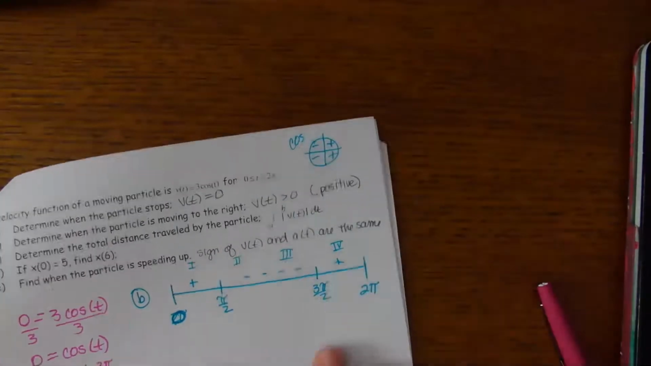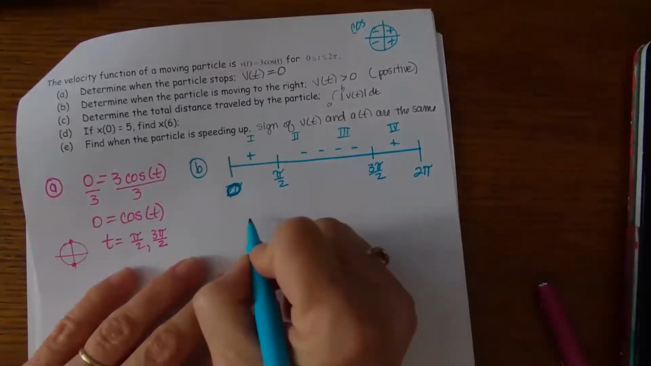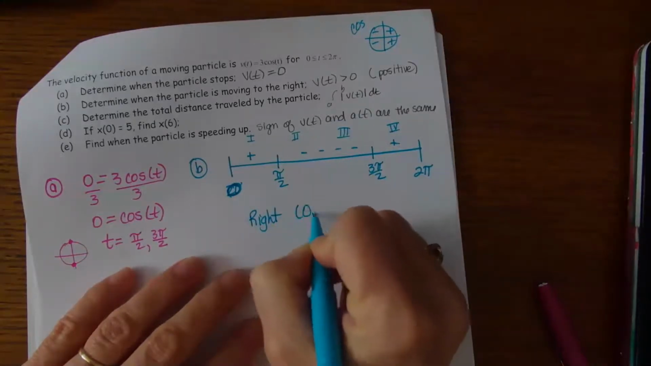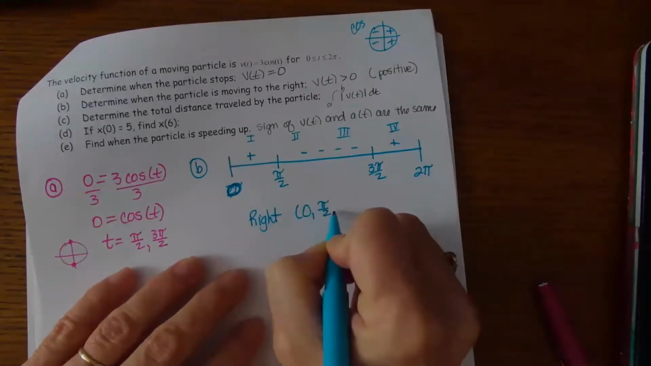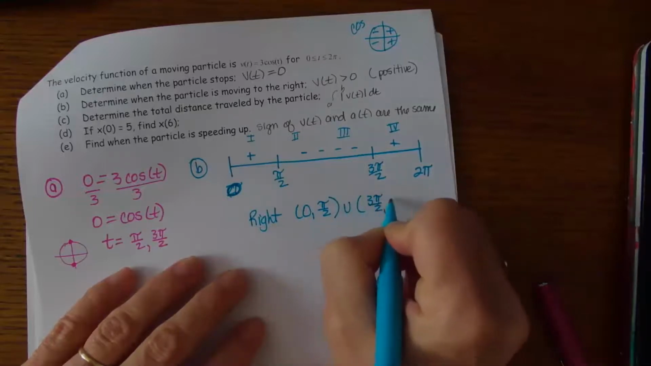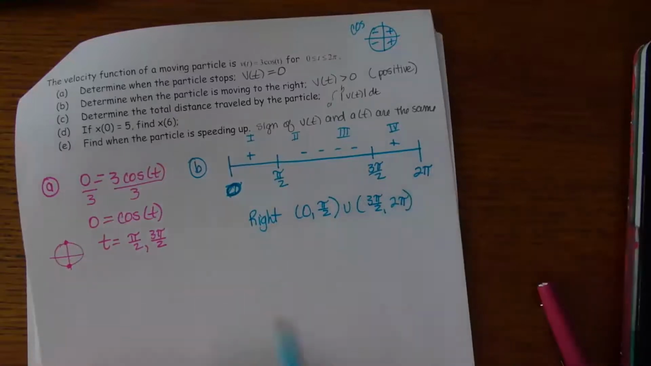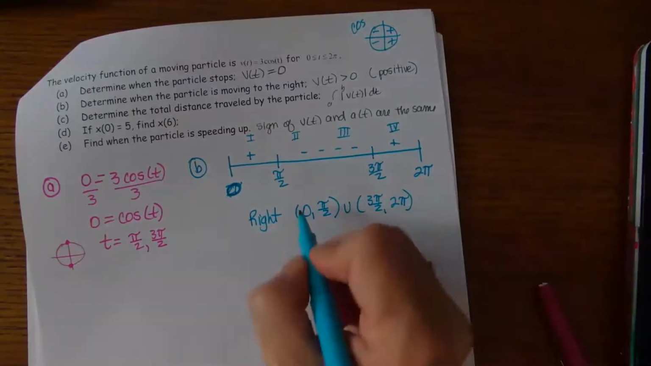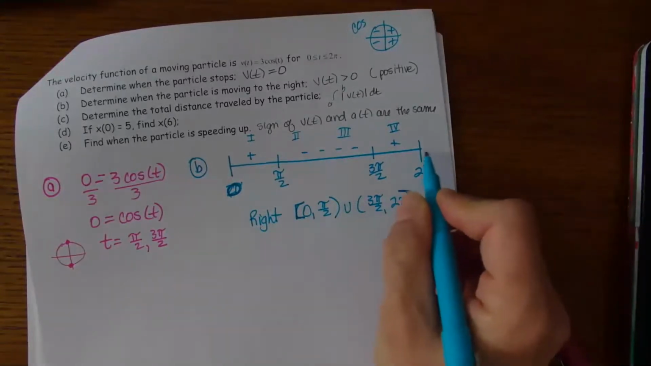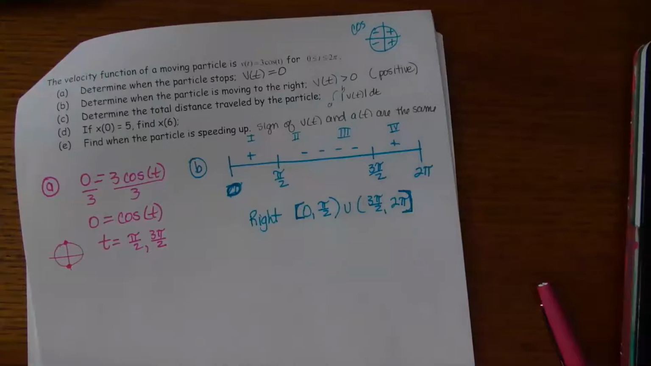So where is this moving right? You told me it was moving right when velocity was positive. So it's going right from 0 to pi over 2, right? And 3 pi over 2 to 2 pi. And actually, we could put a bracket here because when it gets to 2 pi, it is not zeroing out. It's at 1, so it's still moving. Okay? Nice, not too bad, right? The trig is kind of better.